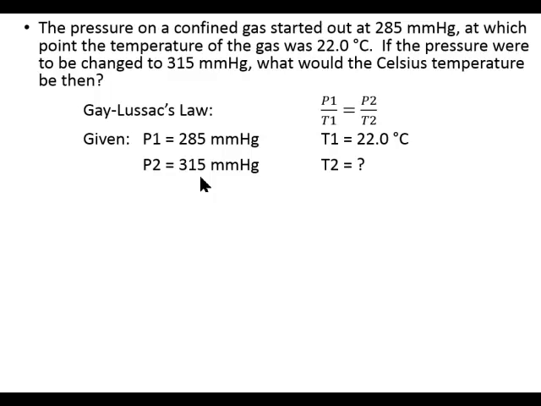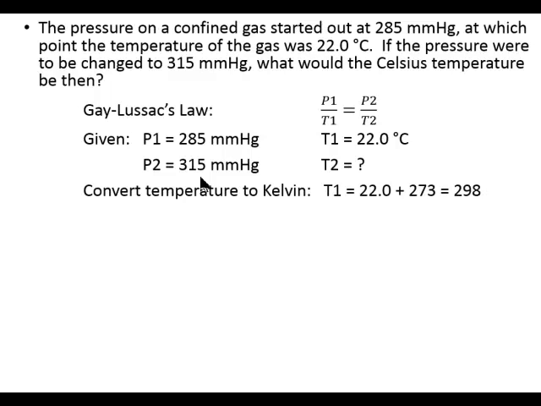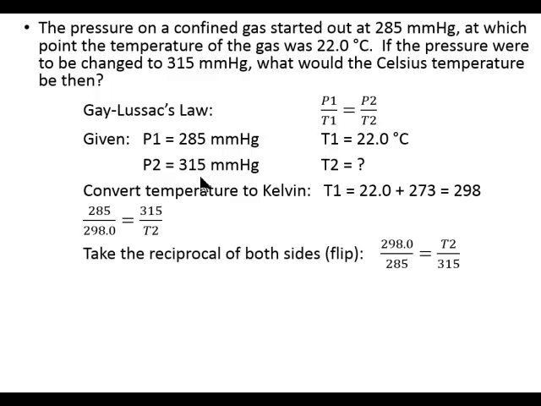So, before I can use these gas laws, I need to convert that temperature to degrees Kelvin. I do that, and then I'm ready to substitute in my values. I see again that I have to solve for T2, which is in the denominator. The easiest way to solve this problem is to take the reciprocal of both sides. That moves my T2 to the numerator, and it doesn't break any of the rules of math. Now I can isolate T2 simply by multiplying both sides by 315. This is what I got.